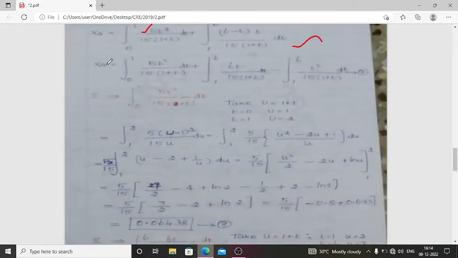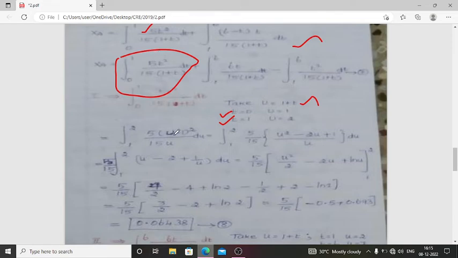So here take the first term individually. In this expression, 5t square divided by 15 into (1 plus t) dt, we use the substitution method. Substitution method means take u is equal to 1 plus t. When t is equal to 0, what is the u value here? 1 plus 0, 1. When t is equal to 1, what is the u value here? 2. So take this part alone. The limit is 1 to 2. 0 to 1 changes into 1 to 2. Why? Because t is changed to u.